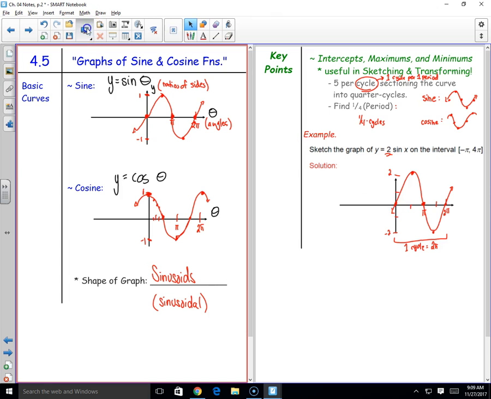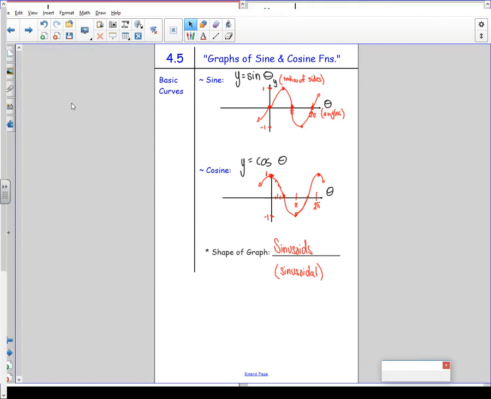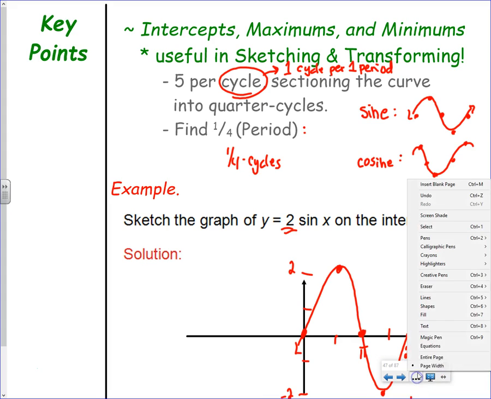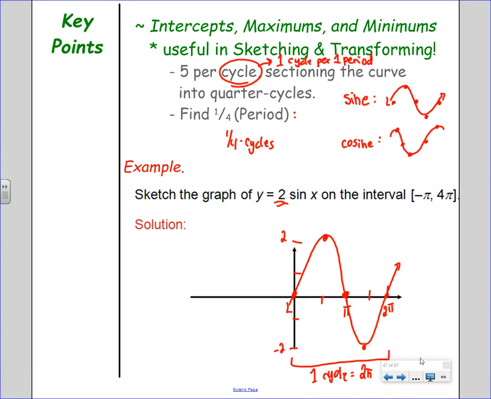Okay, so, this second page. Question. Do sine and cosine have the exact same shape? No. Okay, true or false? Sine and cosine have the exact same shape. A lot of people would say false. No, it's true. So what if I was to put them together? Bam. They are the same shape, good, but they start at different places.